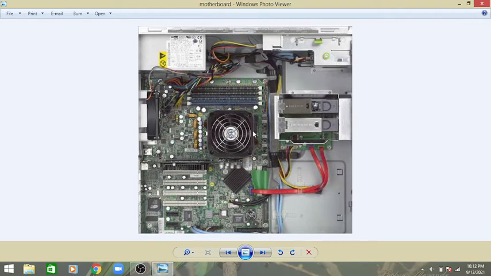Here you are able to see one fan. Actually, below this fan there is a processor. A very important part of the CPU, or you can say the motherboard, is the processor, the microprocessor. It's the brain of the computer. On the motherboard you are able to see different circuits.